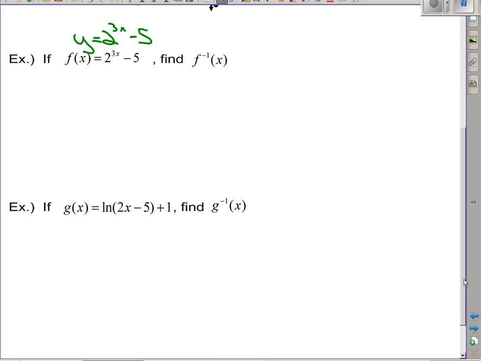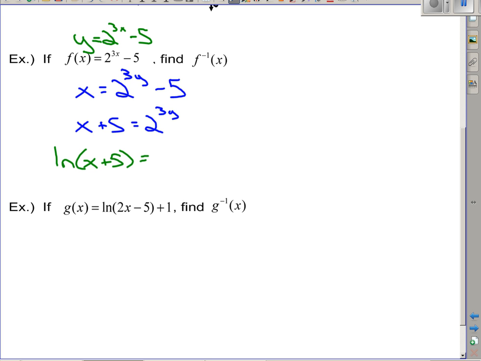If I want the inverse, I'm switching x and y. So no biggie. This is likely worth m1 on your exam. So switch x and y. Now let's try and isolate y. Well, I can bring my 5 over. And now, what can I do? Well, I need to get that y down somehow. What I could do is take the log of each side. And it doesn't matter whether you use natural logs or logs base 10. So I'll use natural logs.